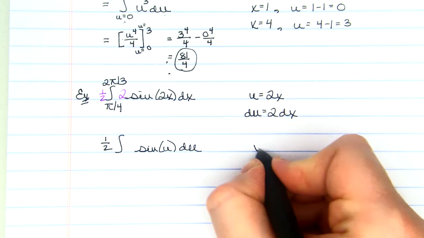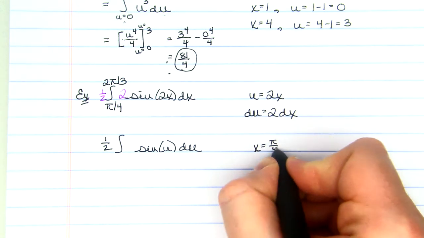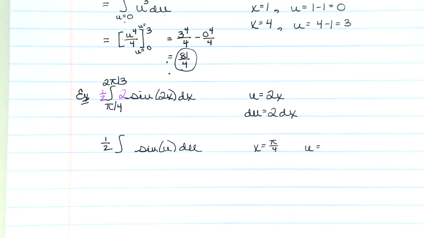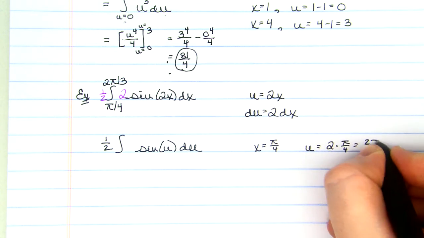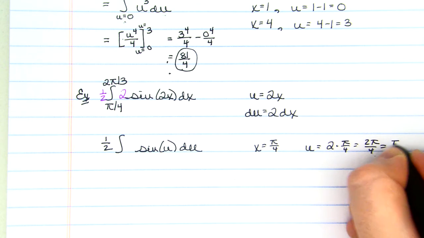Please change those limits of integration for me. X equals pi over 4 becomes u equals what? 2 times pi over 4, or 2 pi over 4. Don't call it that, though. Let's call it pi over 2.